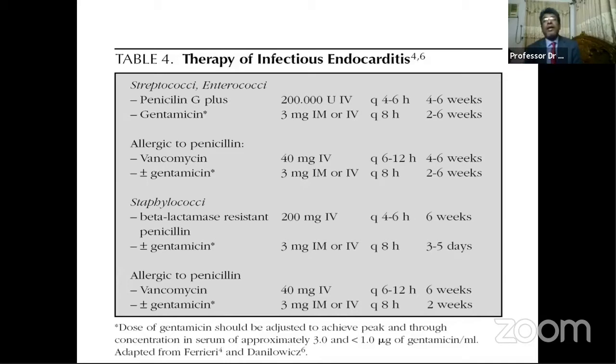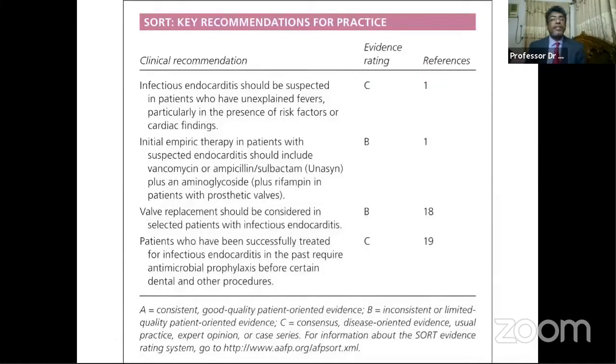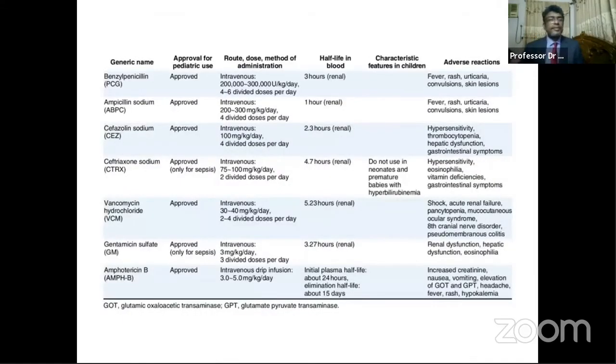If the patient has Streptococcus viridans, in those cases, the patient should get penicillin and gentamicin. If the patient's culture shows Staphylococcus epidermidis or aureus, then the patient should get beta-lactamase resistant penicillin along with gentamicin. And if the patient is allergic to penicillin, the patient should get vancomycin. So this is actually the principle of treatment for a patient having infective endocarditis. These are also some key recommendations for practice. This is also the treatment options of a patient having infective endocarditis, depending on the organism that is actually found on blood culture.